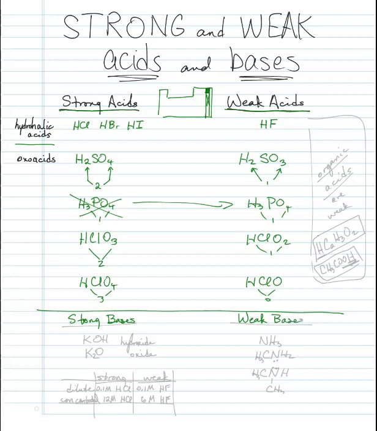And this is not too hard either. If we have an OH or an O in the formula, if we have something hydroxide or something oxide, so KOH or K2O, this is potassium hydroxide, potassium oxide. Any hydroxide or oxide will be a strong base.